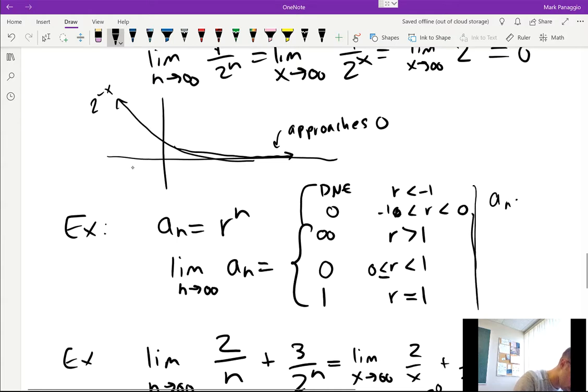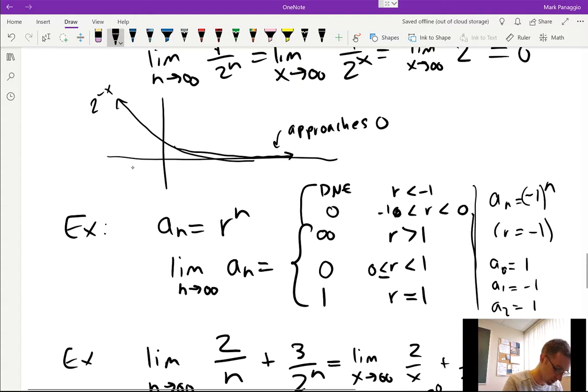If a_n is equal to negative 1 to the n, so r is equal to negative 1, what does that sequence look like? Well, when I plug in n equals 0, I get a_0 is equal to negative 1 to the 0, so that's 1. a_1 would be negative 1 raised to the 1 power, so that's negative 1. a_2 would be negative 1 squared, which is back to positive 1. And that pattern is just going to continue. It's going to go 1, negative 1, 1, negative 1, 1, negative 1.